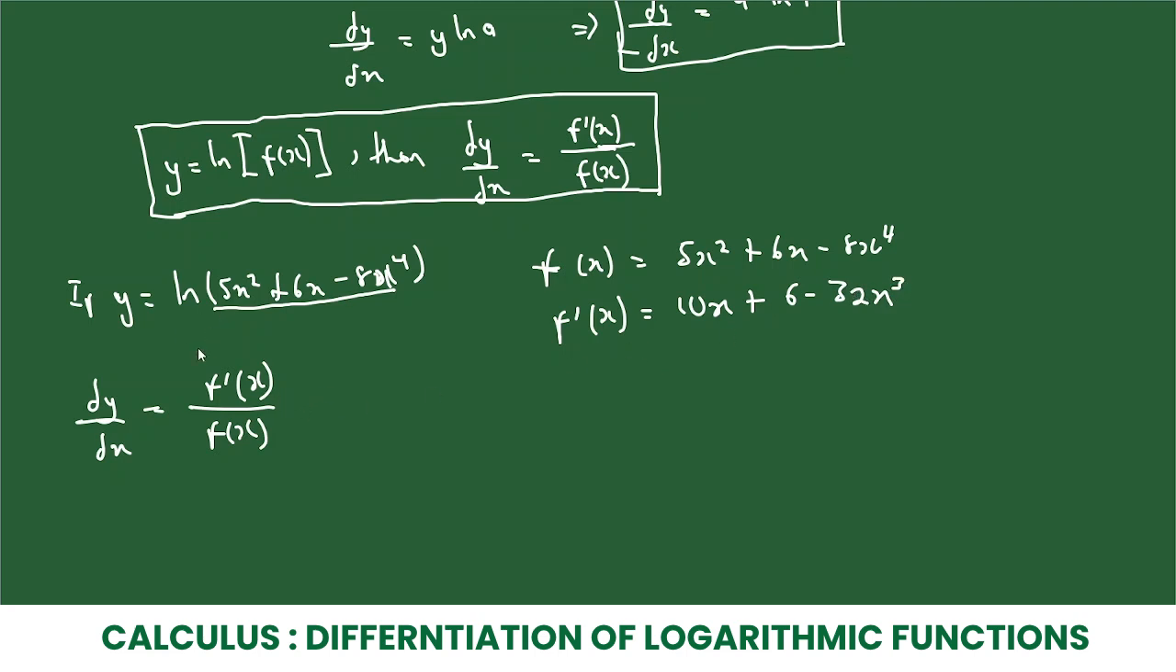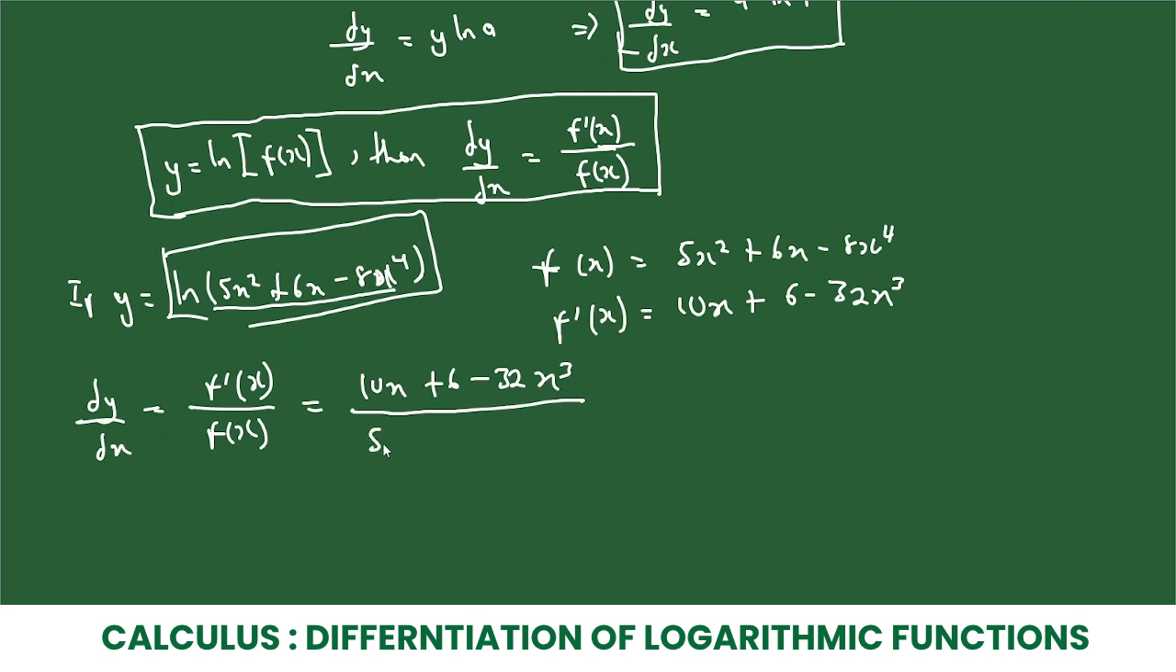So the derivative of this ln is going to give us 10x plus 6 minus 32x cubed, all over the original function, 5x squared plus 6x minus 8x to the power 4. So this is our solution. This is our answer.